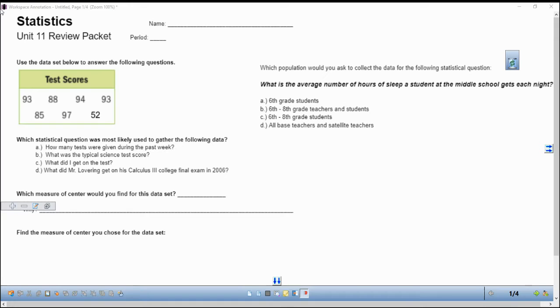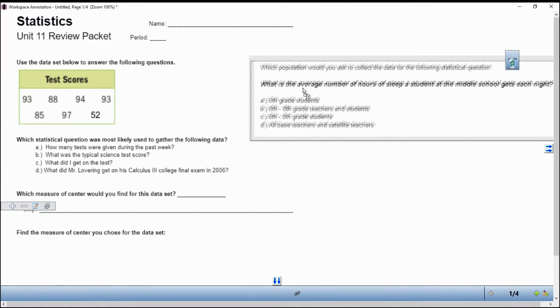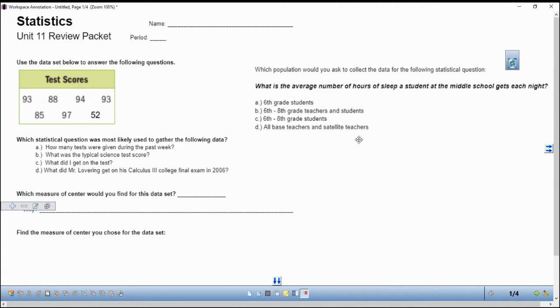Now, I'm going to be talking about the Unit 11 review packet. We're going to answer some questions that will help prepare us for the test based on statistics. First question, we're on page 28. Just double check that. Yes, 28. All right.